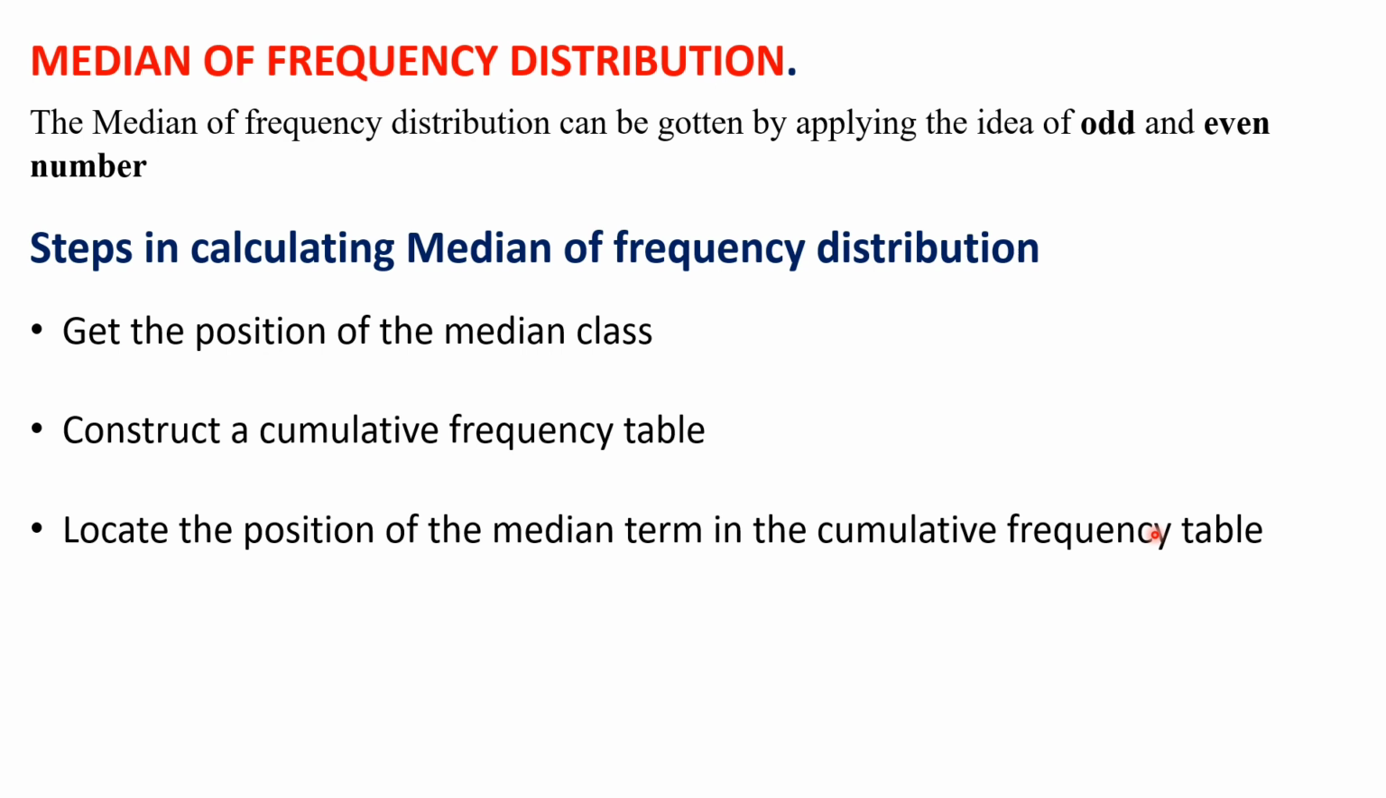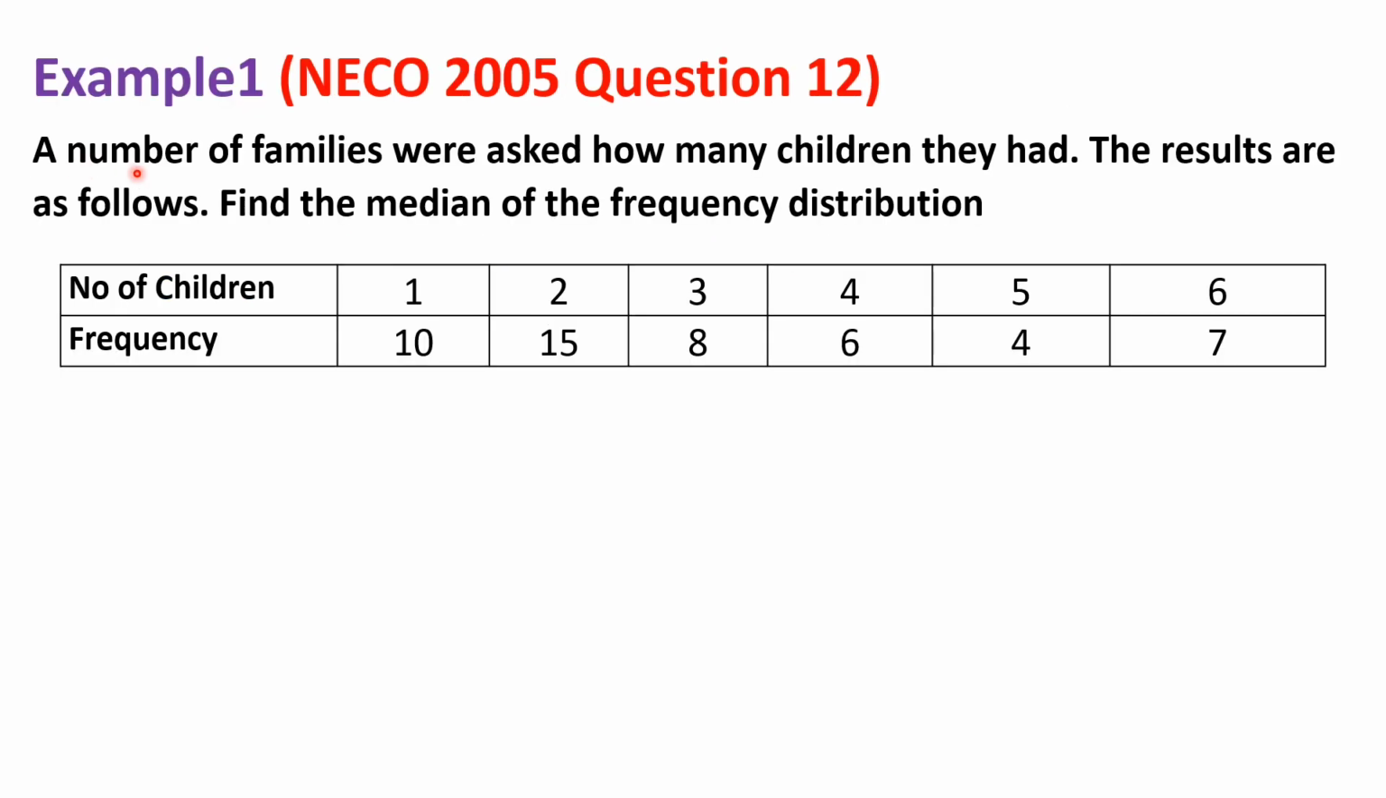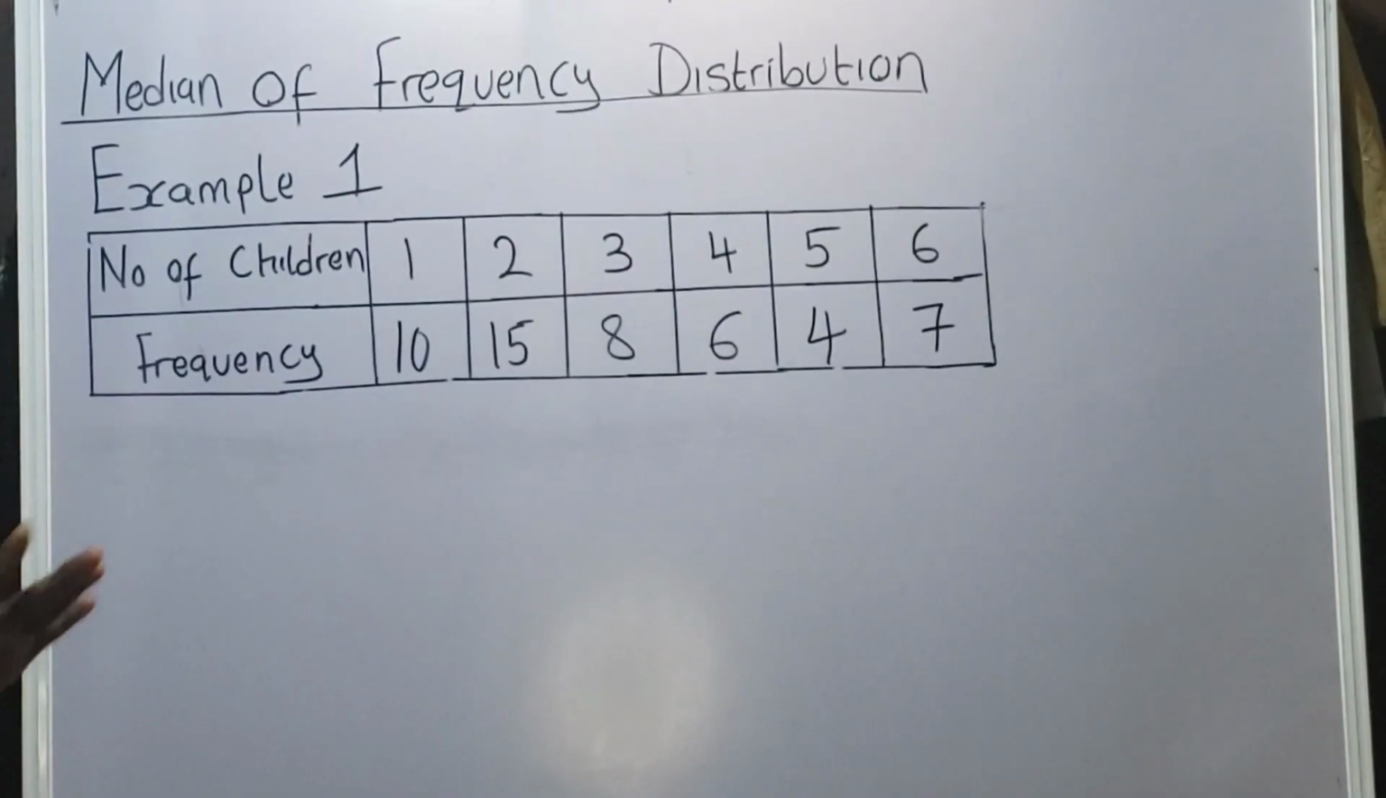Now let's also look at a worked example on how to calculate the median of a frequency distribution. Example 1. A number of families were asked how many children they had. The results are as follows. Find the median of the frequency distribution. To determine the median of this frequency distribution, we first need to determine the position of the median class.